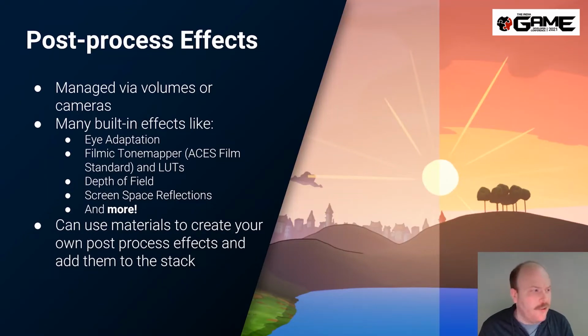Unreal also has an incredible post-processing stack that allows us to apply things like eye adaptation, the filmic tone mapper, LUTs, depth of field, screen space reflections, and a lot more to get the visual that we want of our scene. But not only that, we can apply our own materials to the post-processing stack. And this allows us to implement really advanced features like Sobel edges or cel shading or anything else. And then we can share those materials on other projects or on the marketplace. So it's incredibly customizable and it's fully built into the engine.